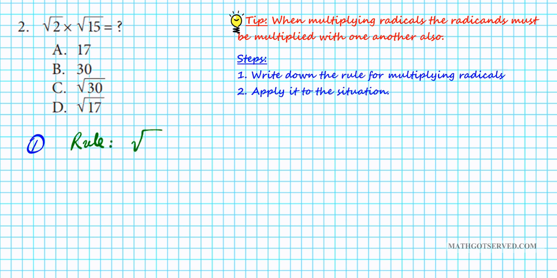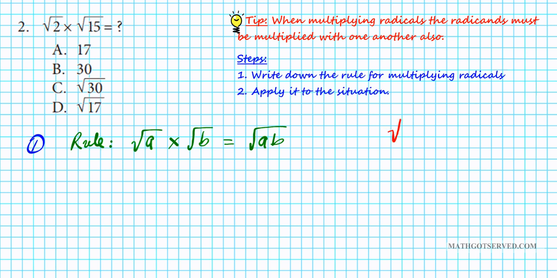If you have the square root of a times the square root of b, guess what this is? This is the square root of ab. The square roots do not cancel out. Please do not do that, okay?